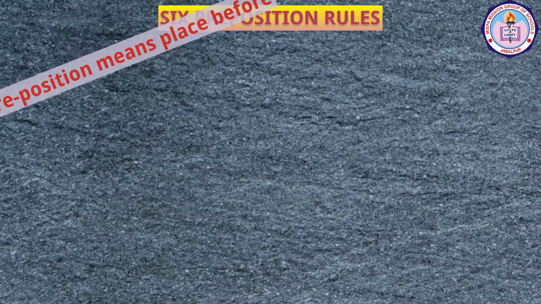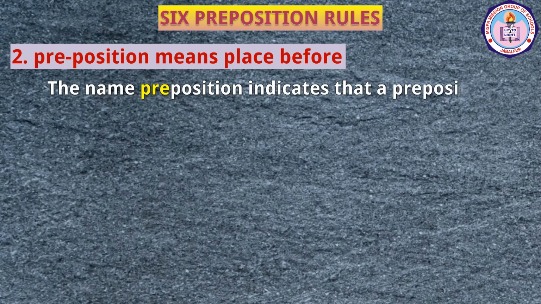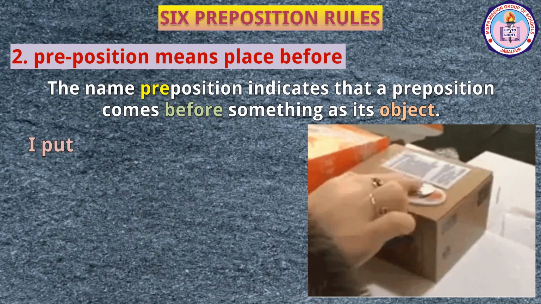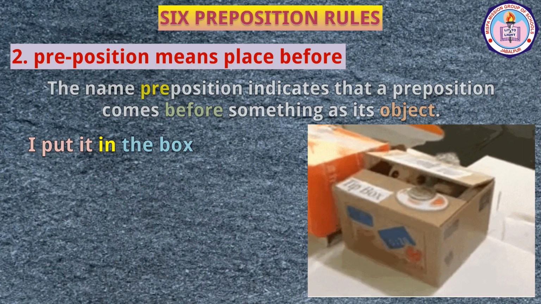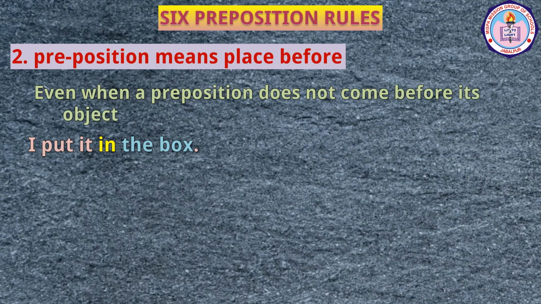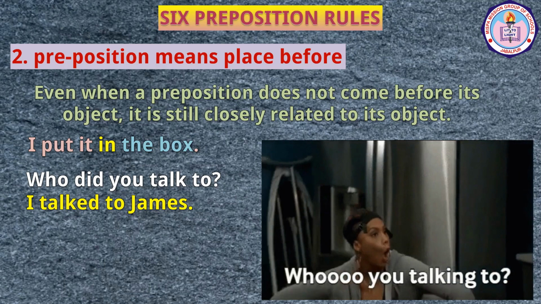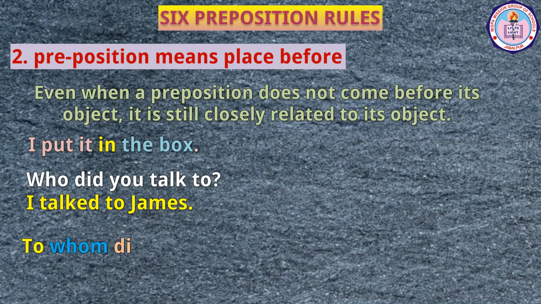Second one. Preposition means place before. The name preposition indicates that a preposition comes before something as its object. I put it in the box. But even when a preposition does not come before its object, it is still closely related to its object. Who did you talk to? I talked to James. This question means, to whom did you talk? To is followed by an object, whom.